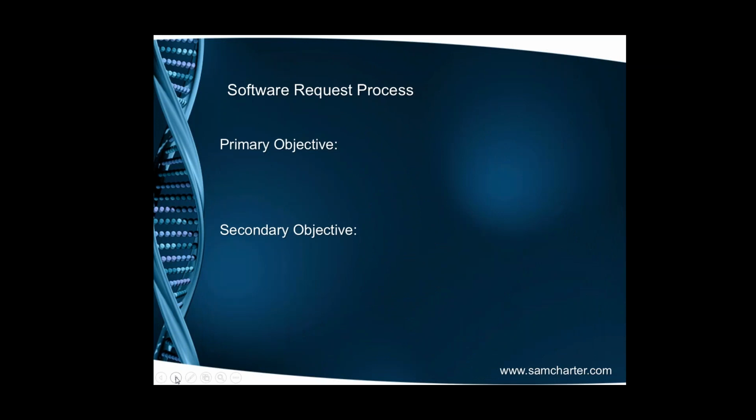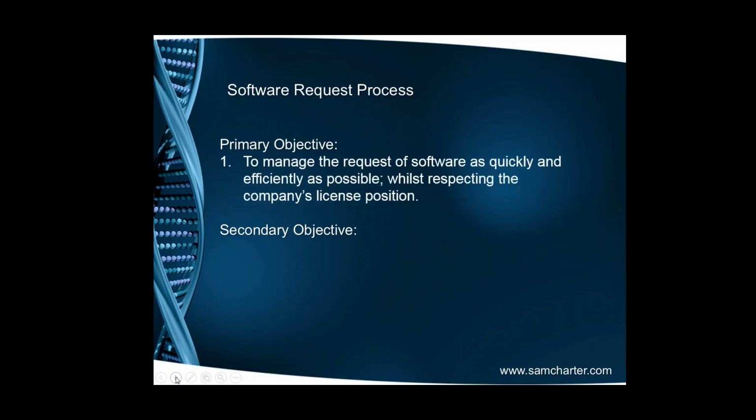The primary objective of the software request process is to manage the request of software as quickly and efficiently as possible while still respecting the company's license position. Let me explain. Software asset management can very quickly become overly complicated and inefficient if an organization's primary objective is, for example, to ensure license compliance is maintained above all else.